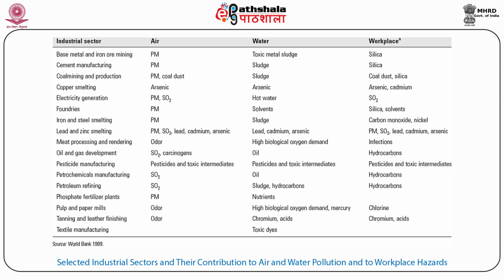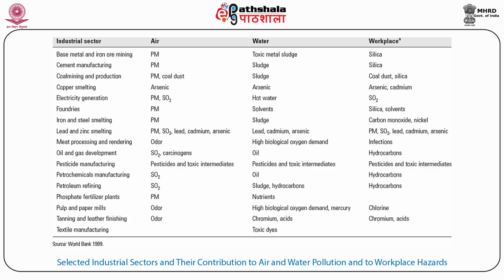One is fine particulate matter, that is PM 2.5. Then there is PM 10, that is coarse particulate matter, and then the total suspended particulate matter also. They have toxicity because, for example, the base metal and iron ore mining industry produces particulate matter as well as toxic metal sludge, which is a challenge for researchers for its effective removal.